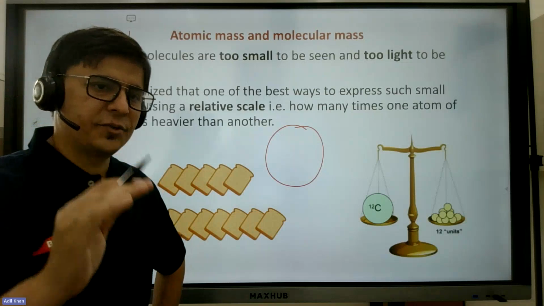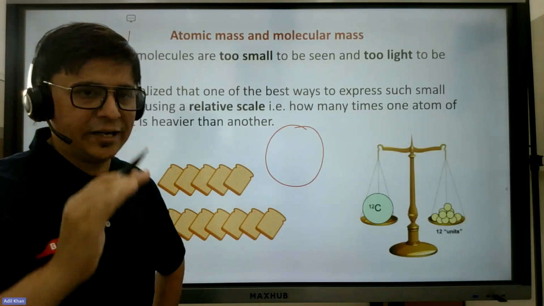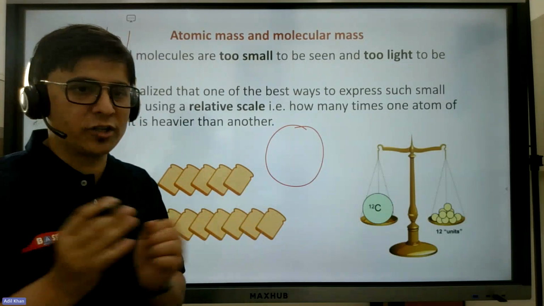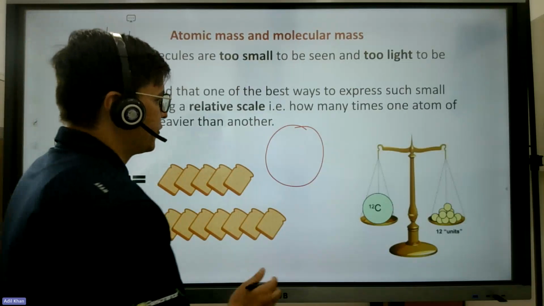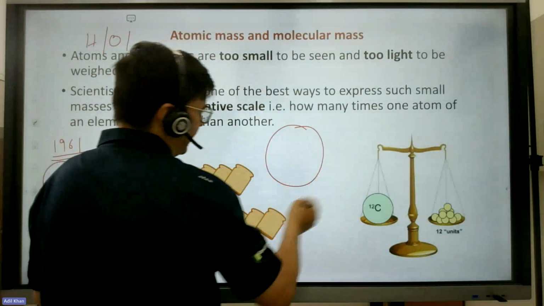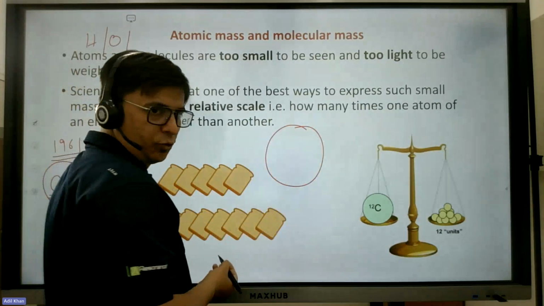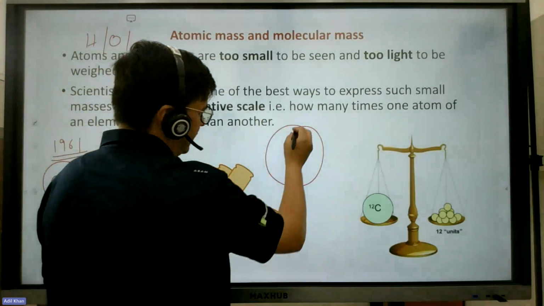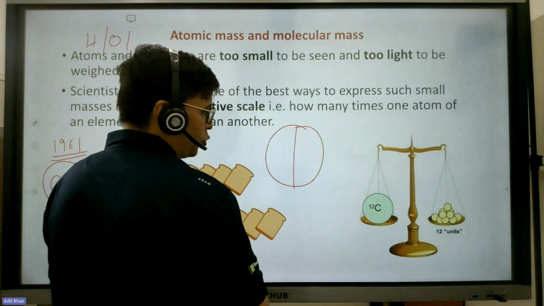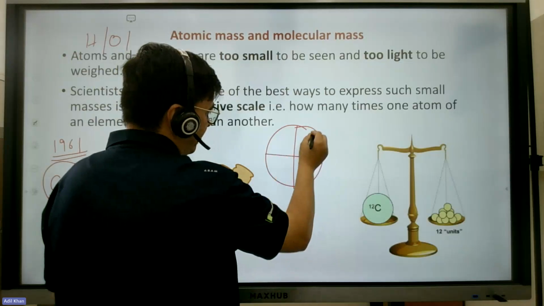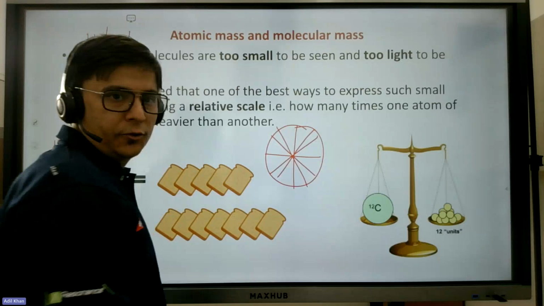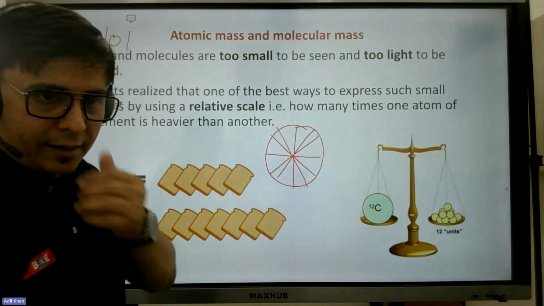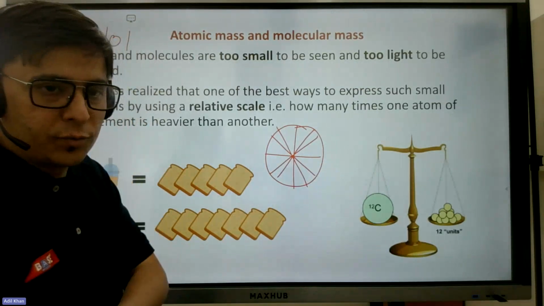But the mass is due to protons and neutrons only, not electrons, because the mass of electrons is very small, negligible. So what I am doing is, there are 6 protons and 6 neutrons, but let me avoid that part. I am dividing this into 2 halves. Then I divide into 4, 6, 8, 10, 12 parts. So what I have done, entire carbon 12, I divide into 12 units.